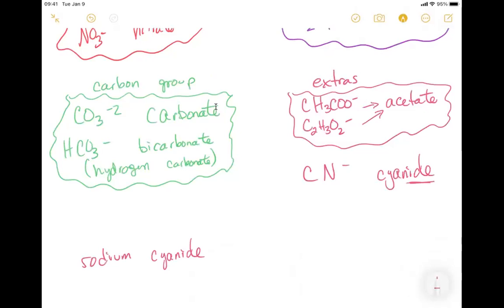But if I give you this name, one of the tricks that I'll teach you is that when you're given a name, there are clues to look for. So one of the first clues I'm going to talk about is the ending of the second name. If it is IDE, then you want to check it against these polyatomic ions that end with IDE. This is one of them.